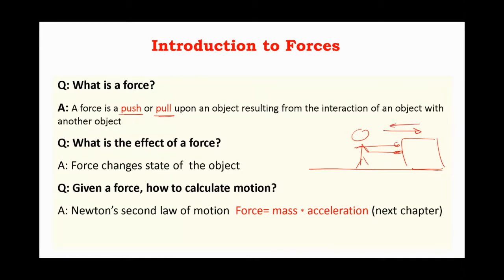Okay, so you are an object and the box is another object. So there is an interaction between you and the box. So you apply this action, which is a push or pull. So we say that you apply a force F, for example.